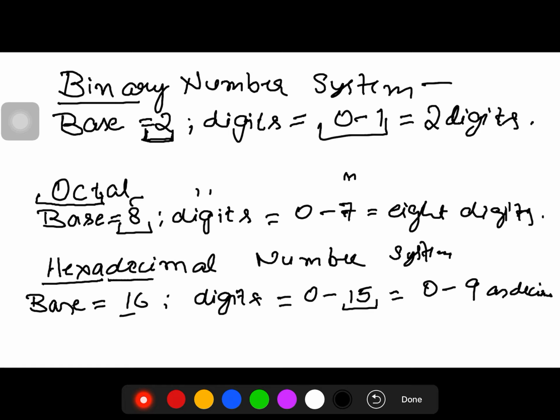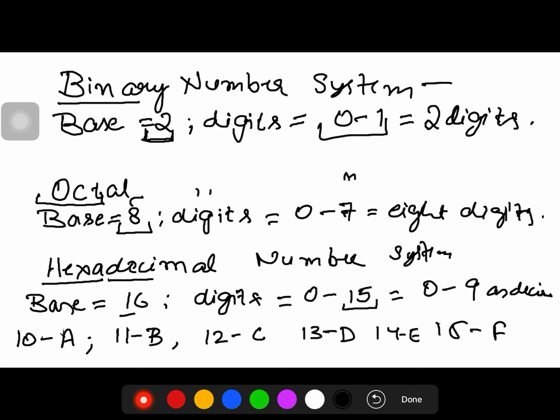But to represent numbers from 10 to 15, hexadecimal number system uses a notation: A for 10, B for 11, C for 12, D for 13, E for 14, and F for 15.